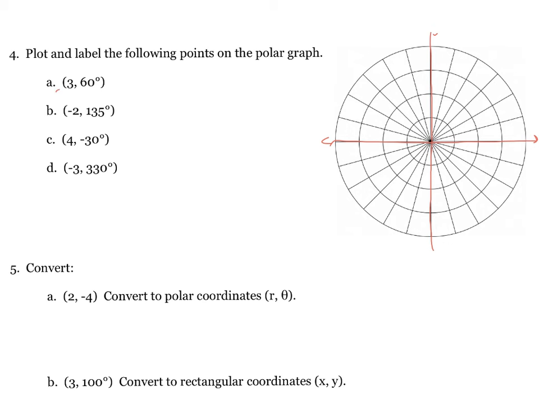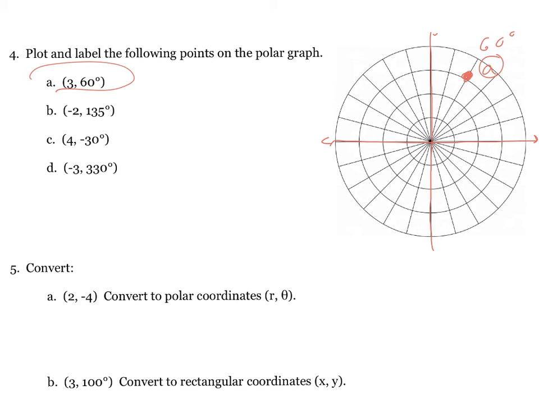So first point, we're going to locate these points on the grid. First one is a radius of 3, that's the third ring out, at an angle of 60 degrees. These radials are in 15-degree increments, so the 60-degree line is here. We're at 1, 2, 3. There's our point A.